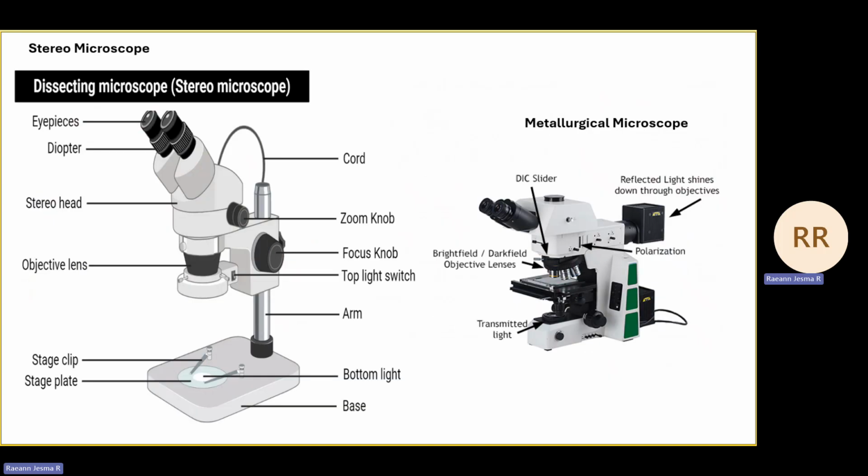Next is the stereo microscope. The difference between a stereo microscope and a compound microscope is that in a stereo microscope we have only one set of lenses. In a compound microscope we have two sets of lenses to get a higher magnification than a stereo microscope. The stereo microscope can also provide us with a 3D image. However, it gives a lower magnification, less than 40x. So 10x to 40x is the magnification that it will provide.